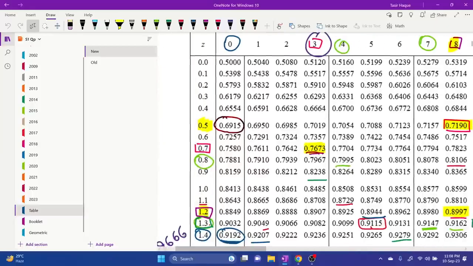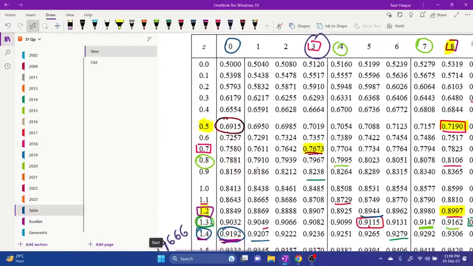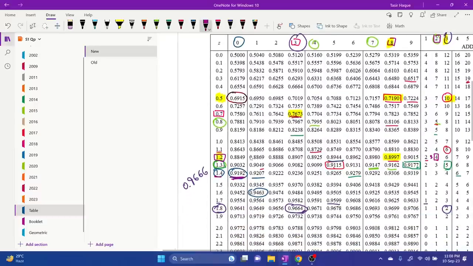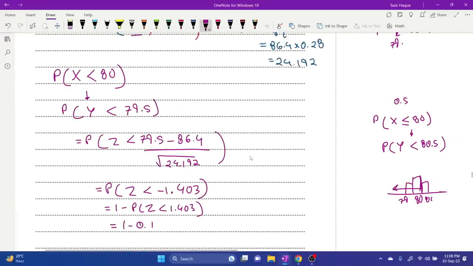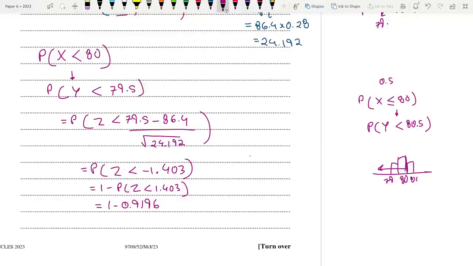1.403, so 1.40, 0.91923, which is this one, 4. We have to add 4 here, so 0.9196, 0.9196. 1 minus 0.9196 gives us 0.0804. That's my final answer. Okay, hope that helped.